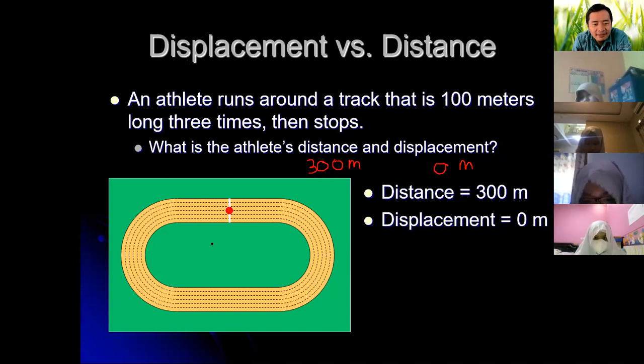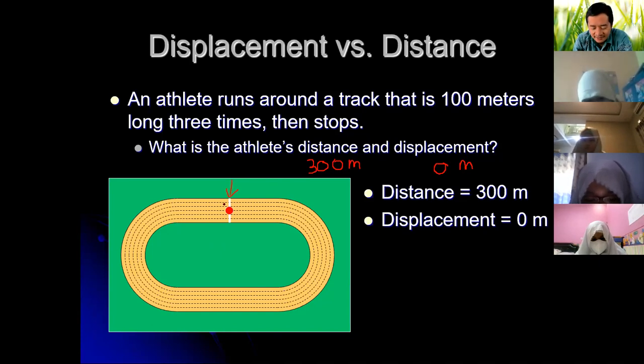Yeah, the final position is here. Okay, final position. The initial position is also here. It means that there is no displacement, or the displacement equals 0.